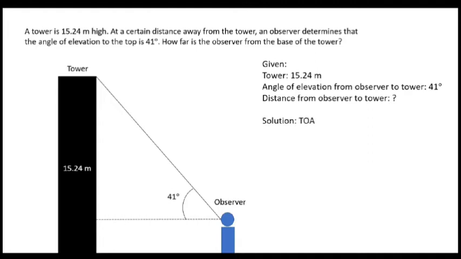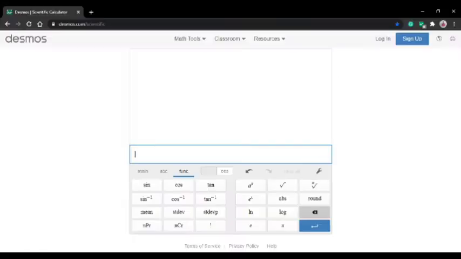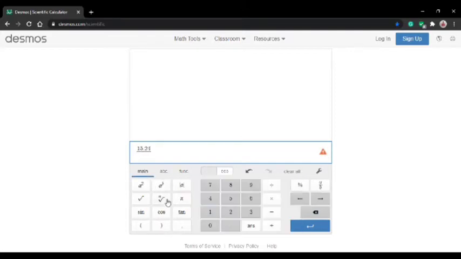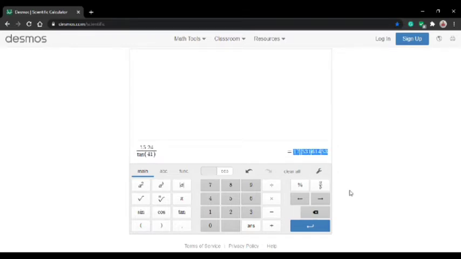TOA is the solution. Again, we compute this manually. Tangent 41 degrees equals 15.24 over x. Then substitute x on the left side, and it equals 15.24. X equals 15.24 over tangent 41 degrees. So, we can now use the calculator. 15.24 divided by tangent 41. The answer is 17.53 meters.